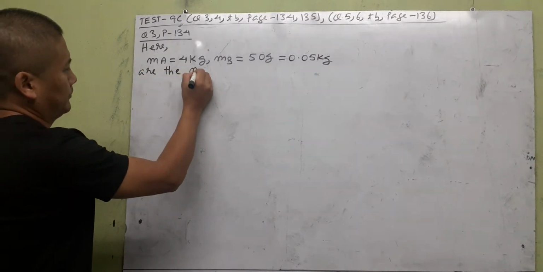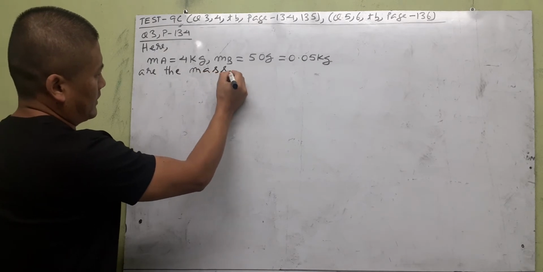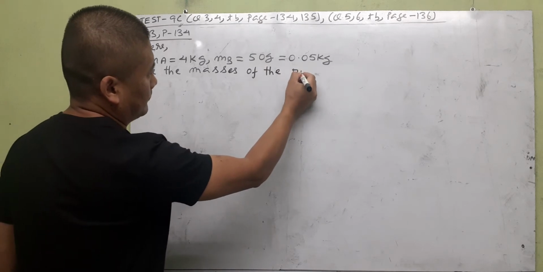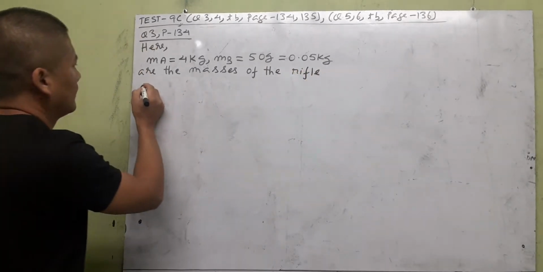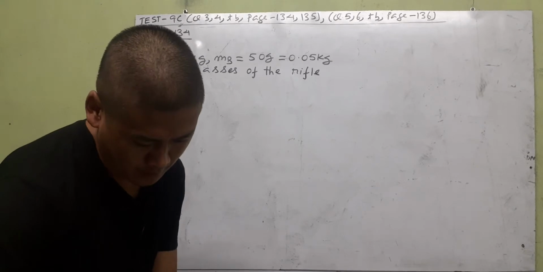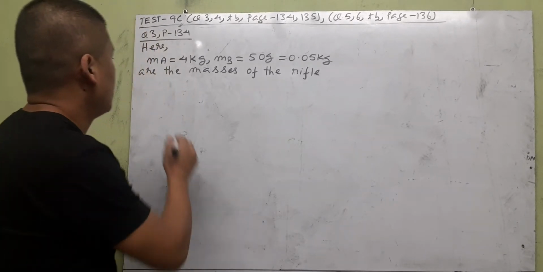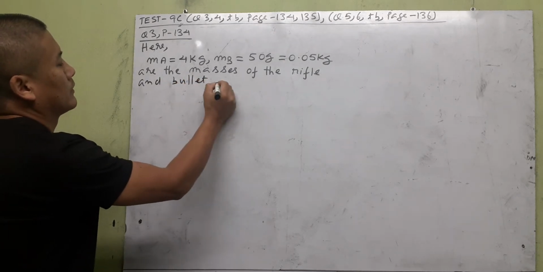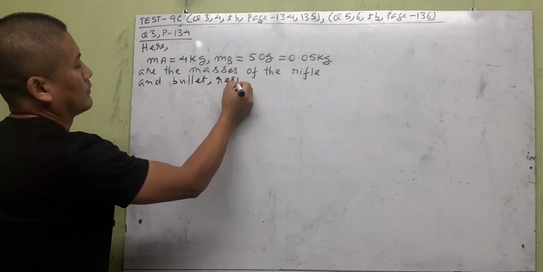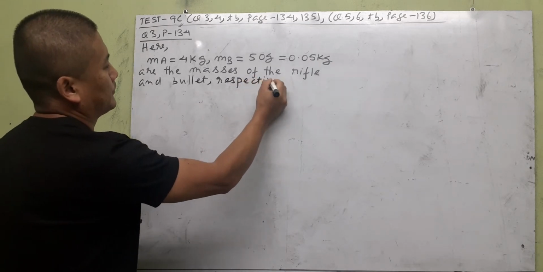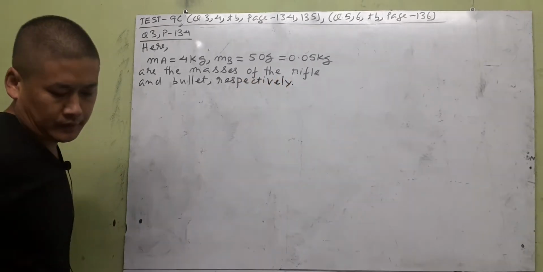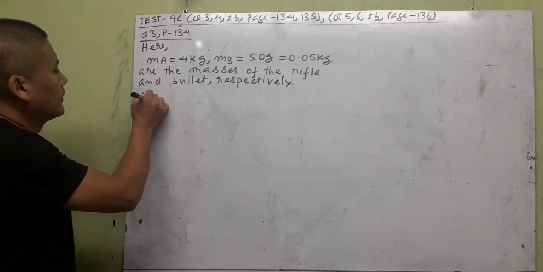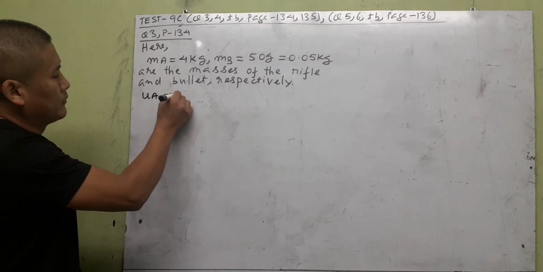or nothing but MA, MB, let's go slow, masses of the rifle and bullet respectively. And next, before fire, rifle is also stationary and bullet is also stationary.